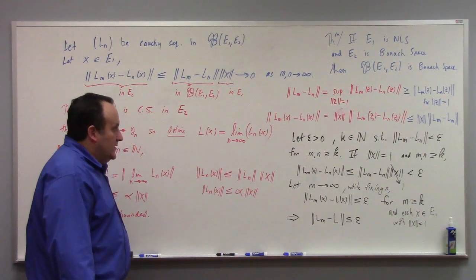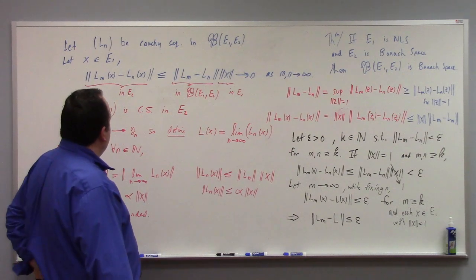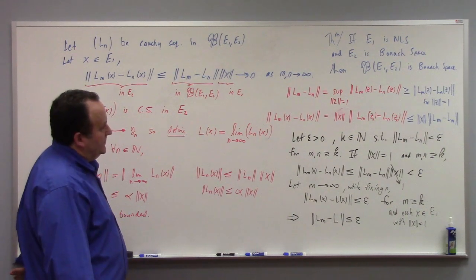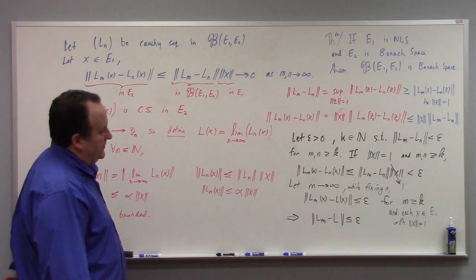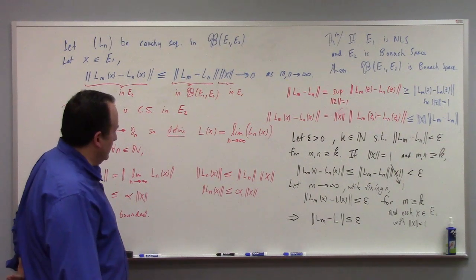And there you have it. So the bounded linear maps from E1 to E2 form, as we claimed, a Banach space. So yeah.